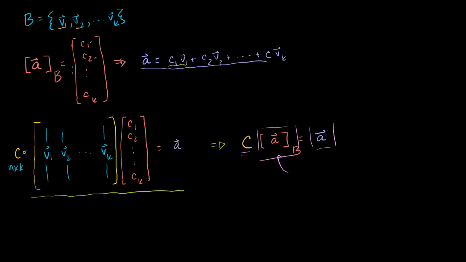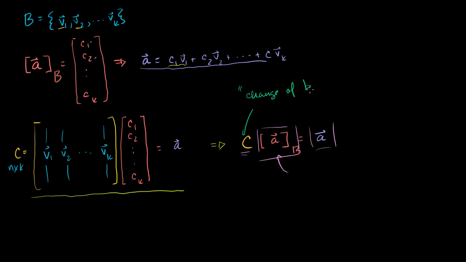And so this little matrix right here, what does it do? It helps us change bases. If you multiply it times this guy, you're going from the vector represented by coordinates with respect to some basis to the vector in just standard coordinates. So we call this matrix right here the change of basis matrix.